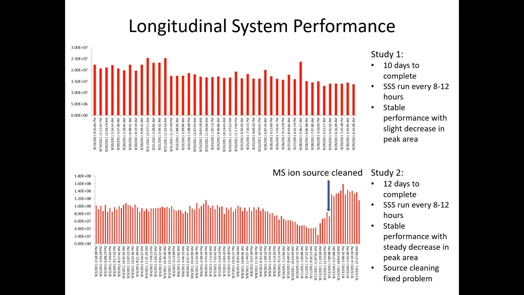So here's an example of longitudinal system performance where we're looking at one peptide over a series of injections. This was September 19th, 2011, and this was September 29th, 2011. Here we were running system suitability at least twice a day, sometimes 3 times a day, depending on how it all went, because we just didn't want to have to keep re-injecting samples due to problems with the system.